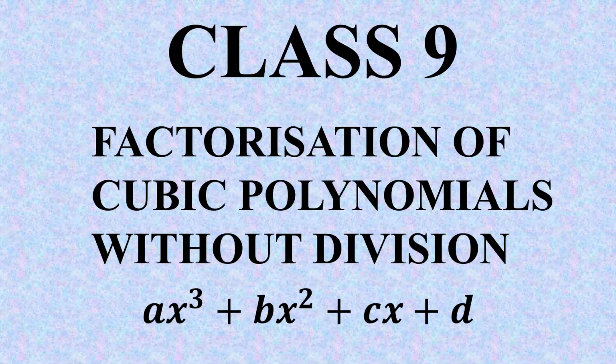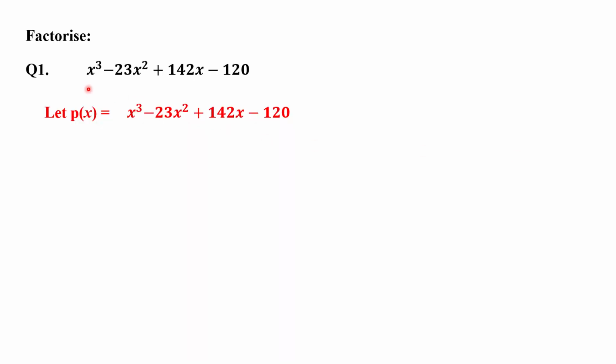So let's start. This is the question: x cube minus 23x square plus 142x minus 120. To factorize this, your first step should be to find one of the factors of this polynomial. Now how to find one of the factors? We can find it using the hit and trial method. For that you have to start putting different values of x and see for which value of x this polynomial becomes 0. Now mostly the factors will be factors of the constant term, which is 120.